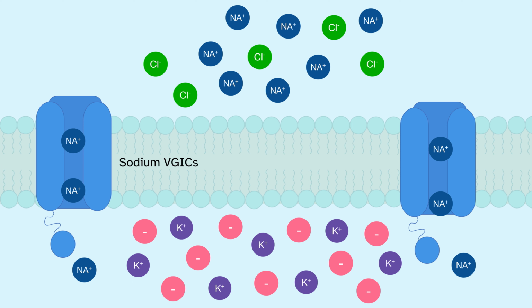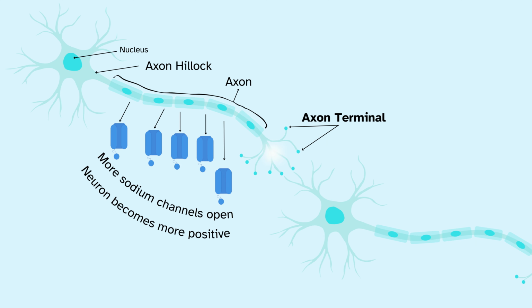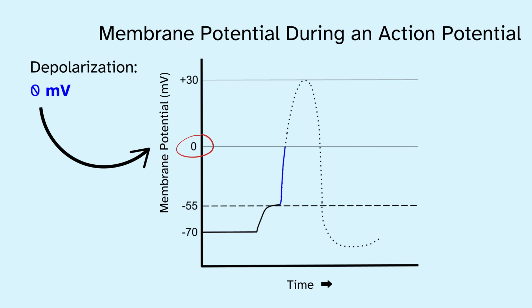This releases even more positive ions and triggers the action potential at the axon hillock to move down to the axon terminal, with more sodium channels opening. Next, the neuron's charge increases to 0 millivolts, which is called depolarization, and soon it reaches the peak of the action potential called the overshoot, which is usually around 30 to 40 millivolts.